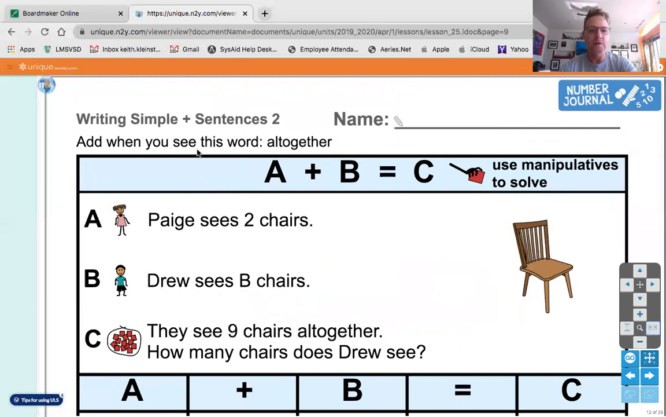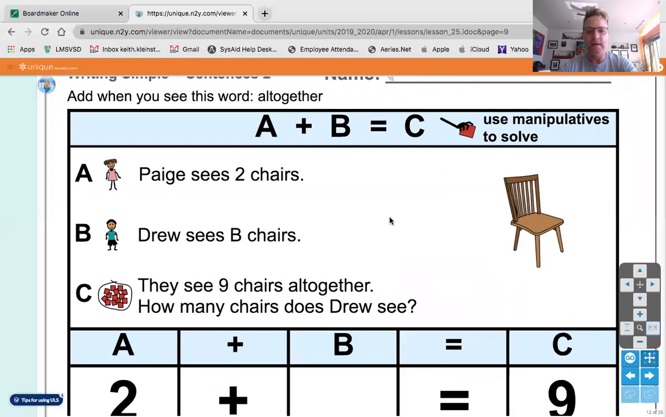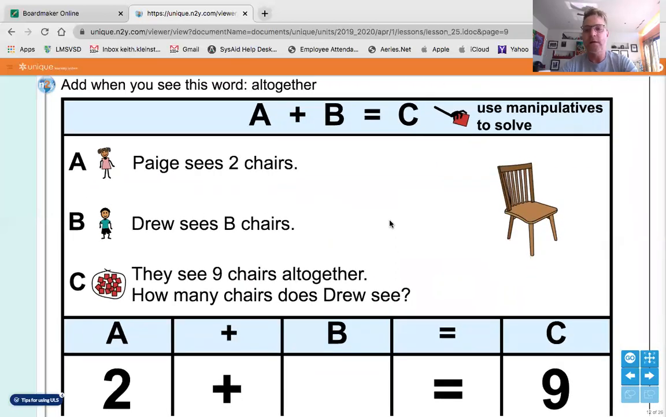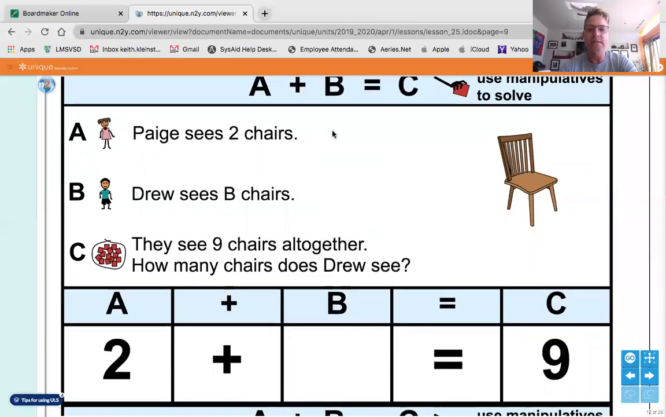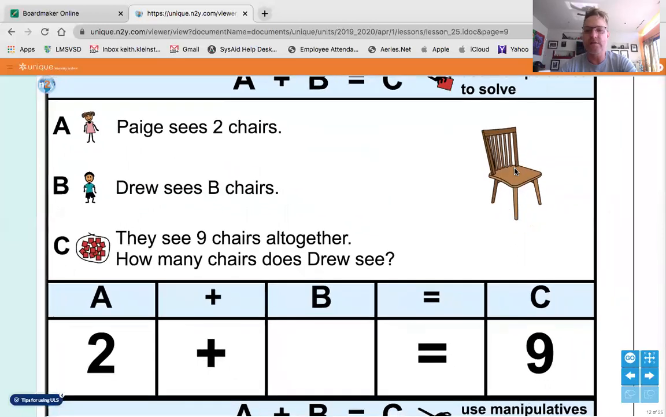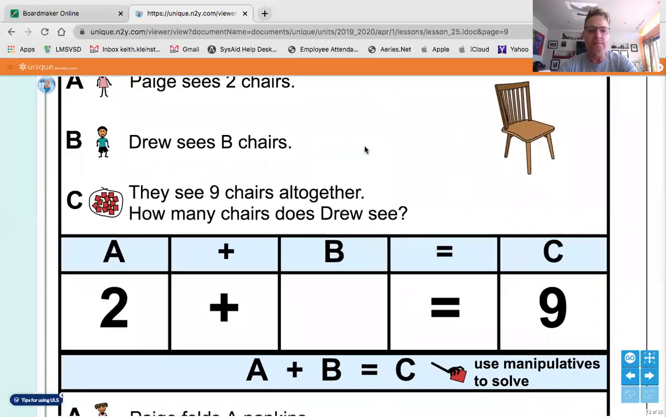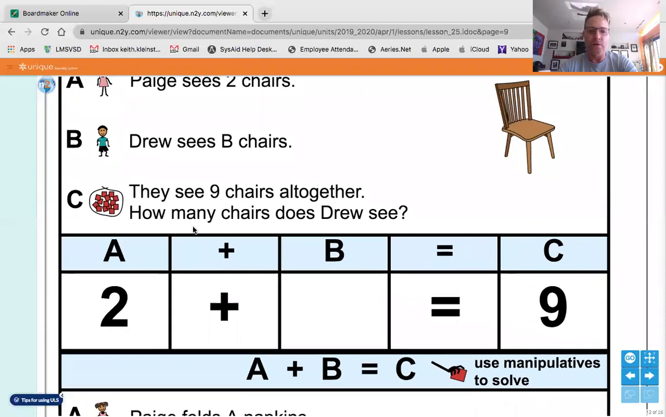When you see the words all together, A plus B equals C, use manipulatives. You can have your child use actual manipulatives. They want you to use chairs, it's saying. Paige sees 2 chairs, so if you have 2 chairs in your house, you can put 2 chairs together. Drew sees B chairs. There are 9 chairs altogether. How many chairs does Drew see?